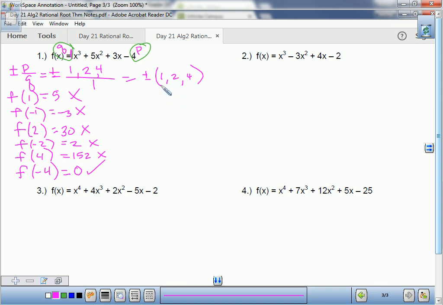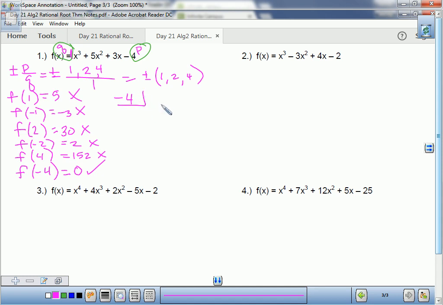But tomorrow, I'm going to show you how to use your technology to check these to see which one it is without having to calculate them all. Okay? So make sure you bring your technology. It's a huge helper. So we know negative 4 works, and that's all we needed.